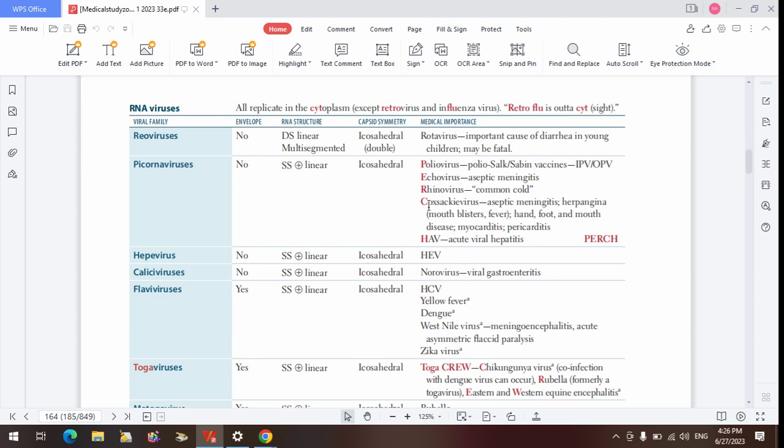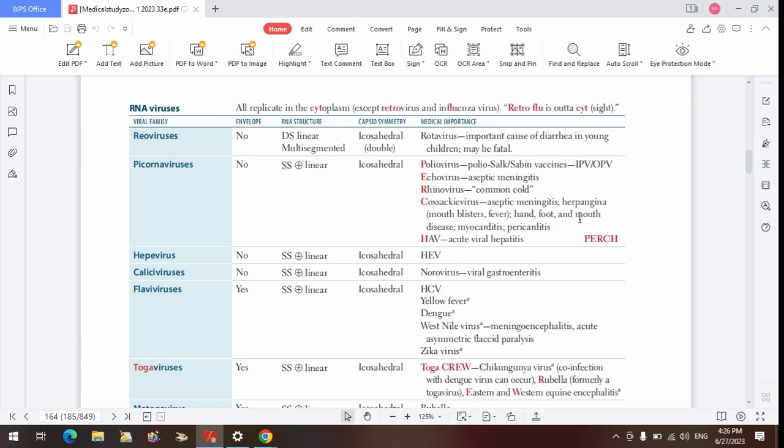Polio will move out and go to the muscles and cause paralysis. Rhino will go to the epithelium of the nose, attach to the epithelial cells with the aid of ICAM and cause the runny nose, which comes in form of the common cold. Coxsackie can cause so many things. It can go to the brain and cause aseptic meningitis.